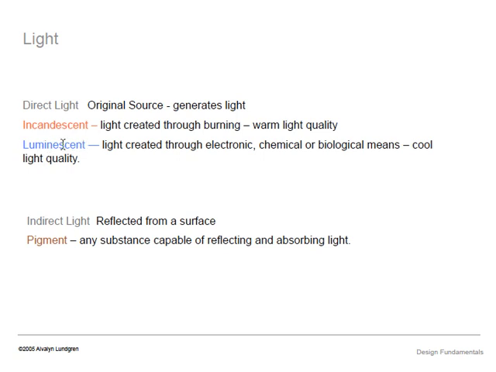Luminescent light sources are those that are created through electronic, chemical, or biological means. Biological would be plankton or fireflies. Chemical would be something like neon, any sort of gas. It would be fluorescent tubes. It would be compact fluorescent light bulbs. It would be LED lights. And then electronic, of course, is your computer, your cell phone, your television screen, and so forth.